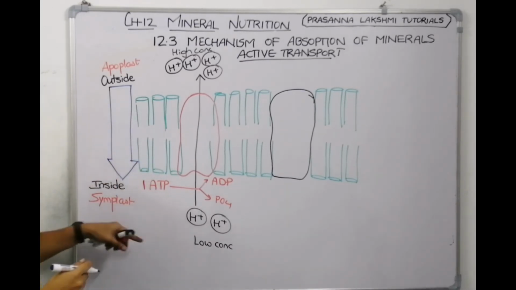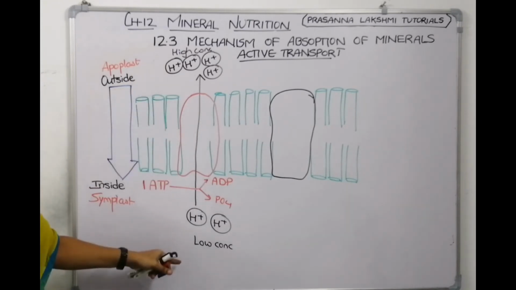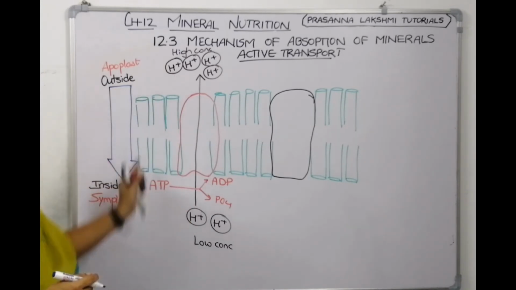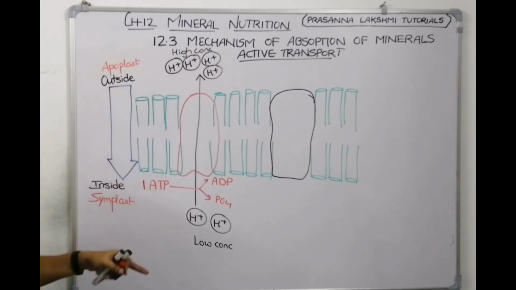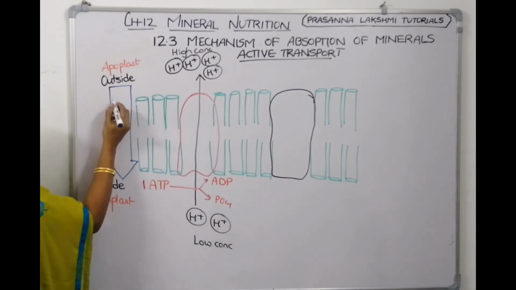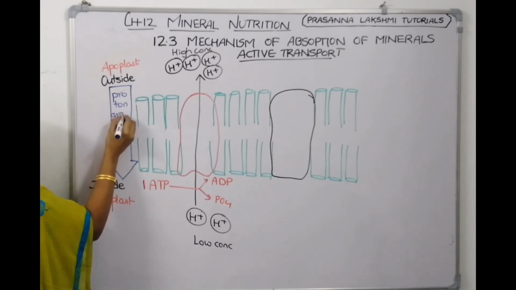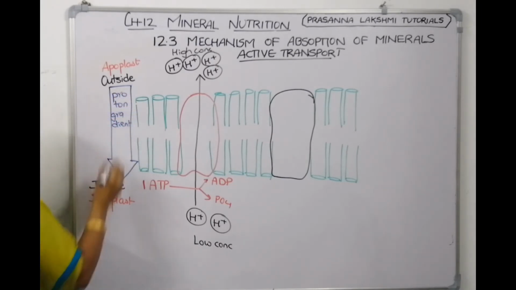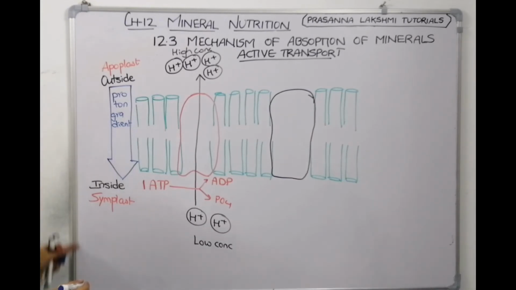So all the protons which are outside want to return back. They have moved from here to here by spending ATP. They want to move back. How can they move back? By the proton gradient. What is generated here? Proton gradient. The proton gradient is towards the Symplast.